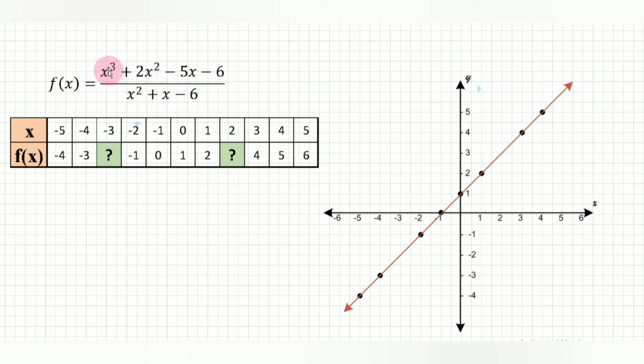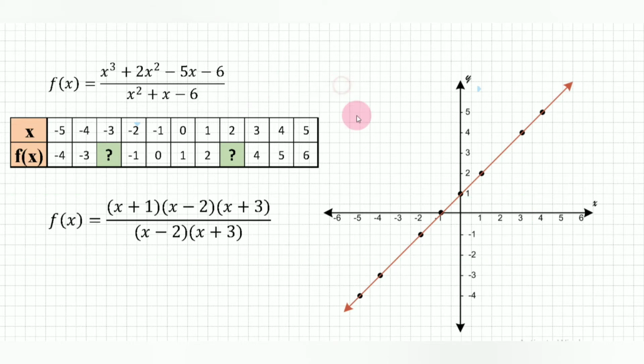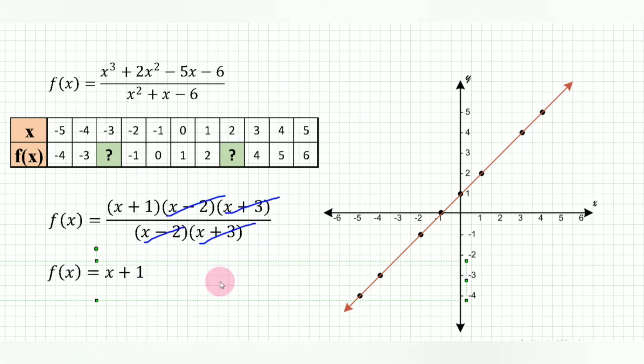Since I know that the numerator is a cubic, it means maximum it will have 3 factors. And on the denominator, since it is a quadratic, maximum it will have 2 factors if we can factor it. So let's just factor this completely. And in the end, these are the factors. Okay, we can use the factor theorem for this one. And look at this, we have x minus 1, x minus 2, and x plus 3, which are the same both on numerator and denominator. Therefore, we can cancel them. And since we can cancel them, we can simplify it into f(x) equals x plus 1.